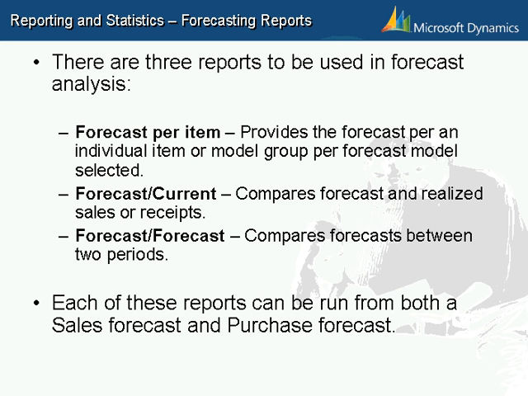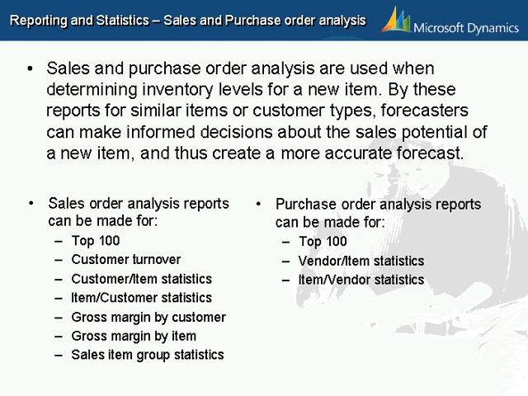I have shown a forecast per item report, and in this picture you see three forecast analysis reports: forecast per item, forecast current, and forecast forecast. Reporting and statistics, sales and purchase order analysis. Sales and purchase order analysis are used when determining inventory levels for a new item by these reports of similar items or customer size. Forecasters can make informed decisions about the sales potential of a new item, and those create a more accurate forecast. So you can see a list of analysis reports for sales order analysis and purchase order analysis as well.